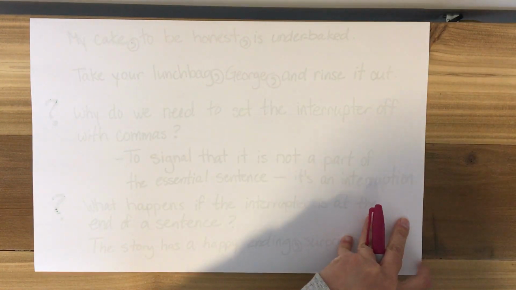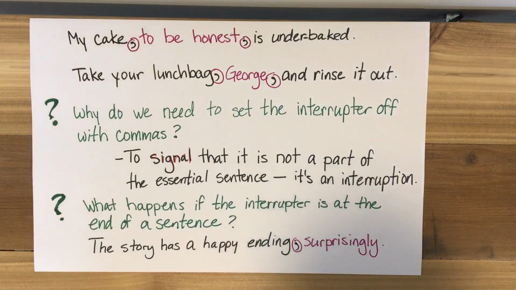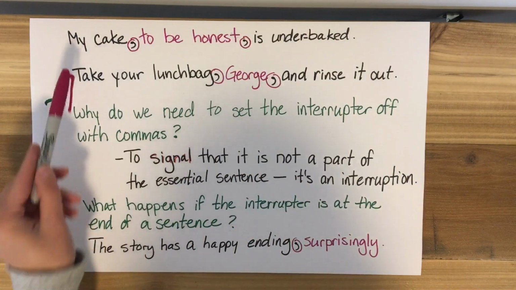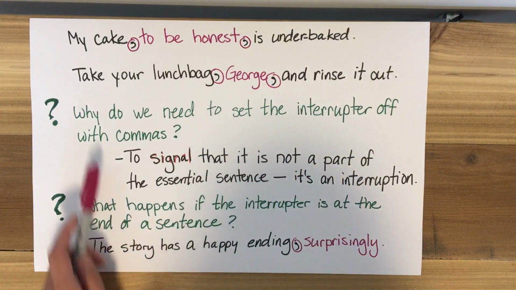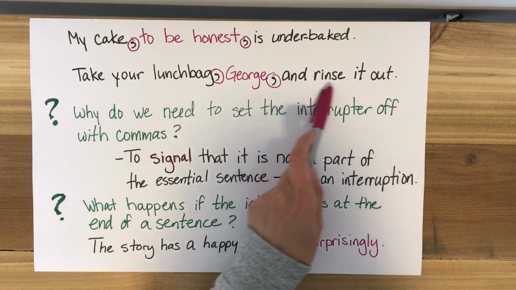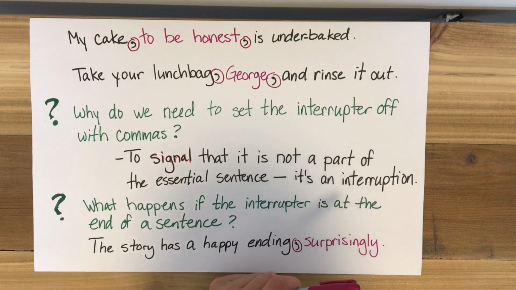All right, next page. We're just going to run through some examples because I think practice makes perfect. All right, here's another one. My cake, to be honest, is underbaked. Take your lunch bag, George, and rinse it out. So if you notice, I'm pausing a little bit, but really I'm dropping my voice. That's how I'm using this comma in my speech.